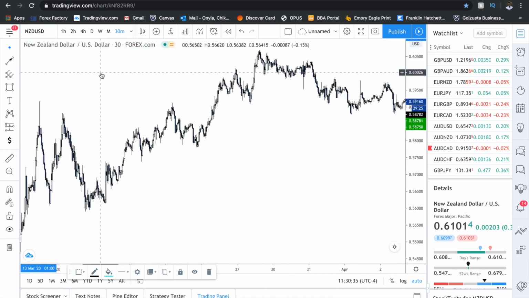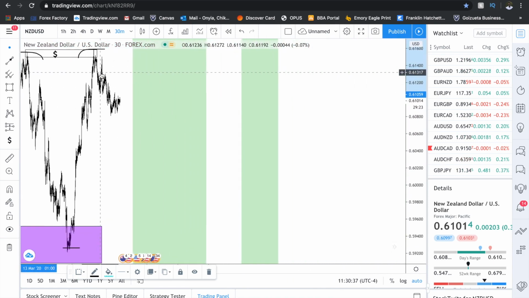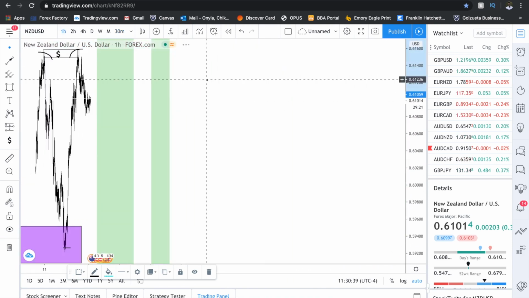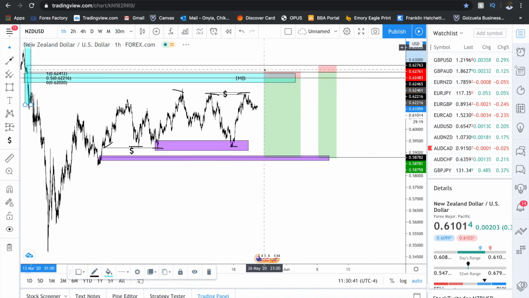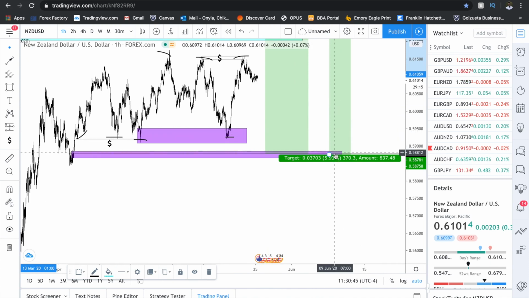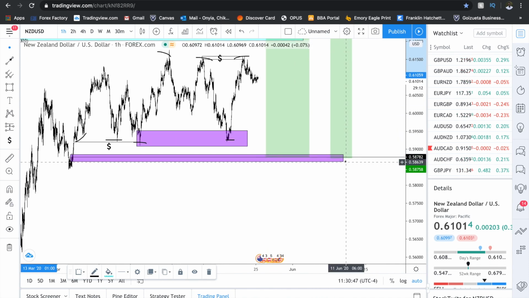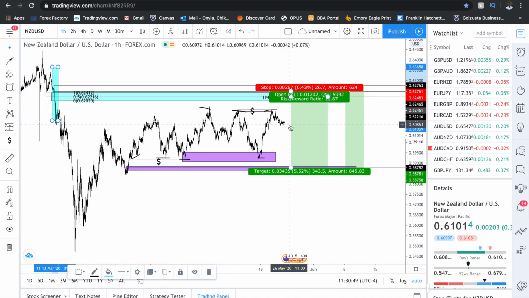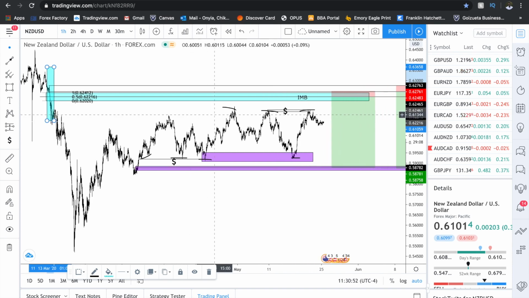And you can see that is my second entry over here. 30 pip stop all the way down here for around 400 pips. We'll see how it plays out. Those are two things that I'm looking at for NU this week.